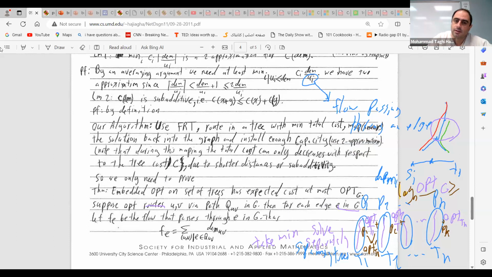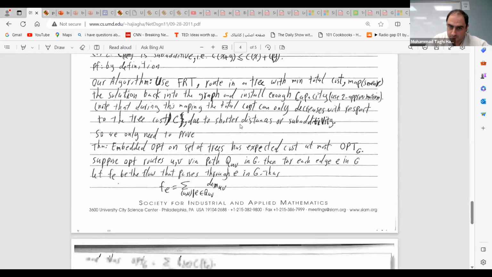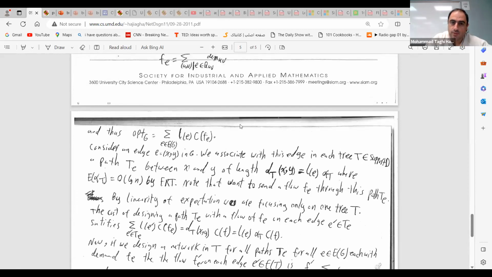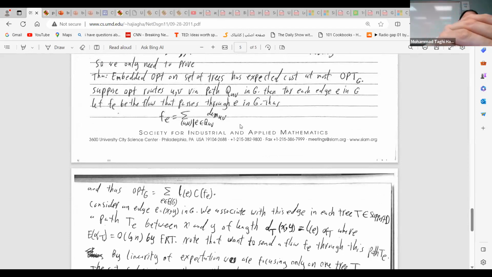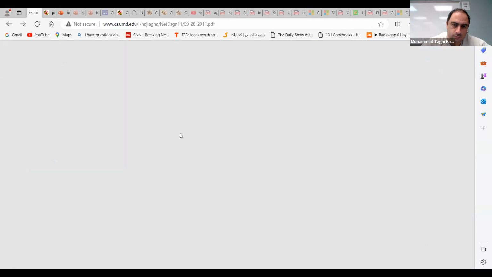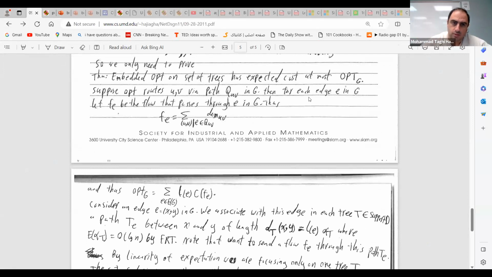Let's go for the next one. Good. Let's define this one. So we want to essentially consider this opt of G.